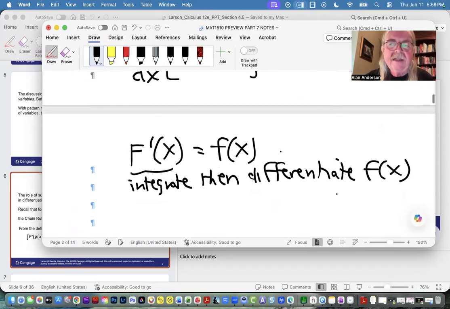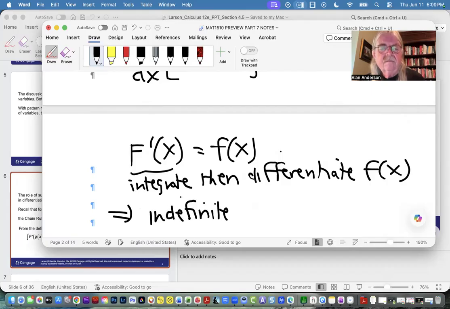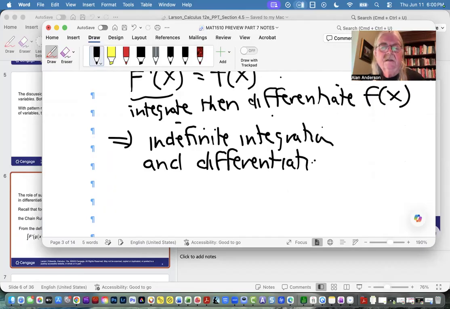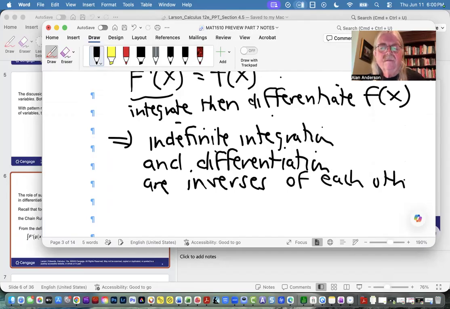And in fact, we may as well add this very important result right here. Integration, actually, I should say indefinite integration, which means we're not looking for a specific constant, and differentiation are inverses of each other.